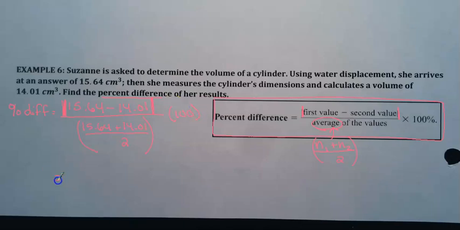Okay, so now solve your numerator. What is 15.64 minus 14.01? 1.63. Okay, and what's the absolute value of 1.63? 1.63. Fantastic. So that's our numerator. Now, the denominator. 15.64 plus 14.01 divided by 2.